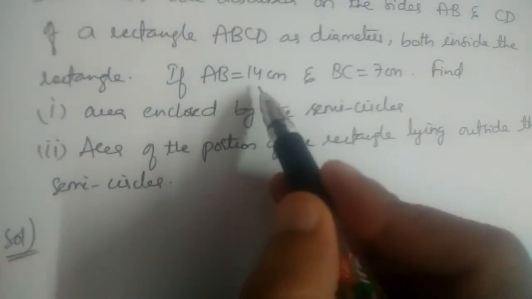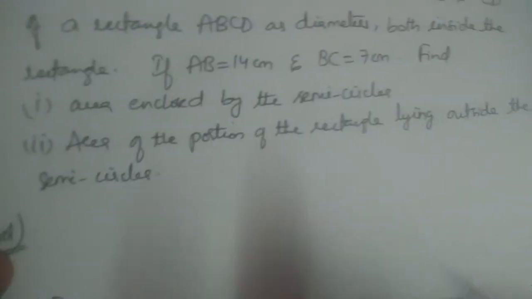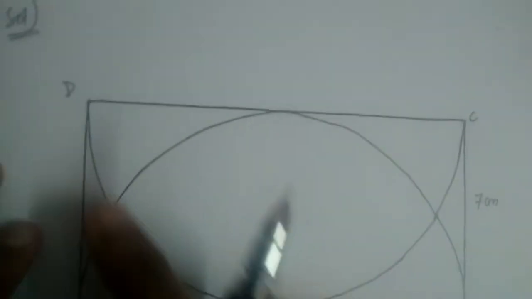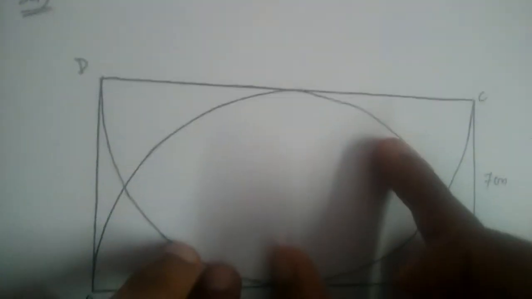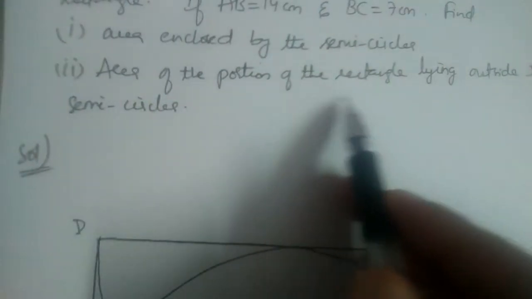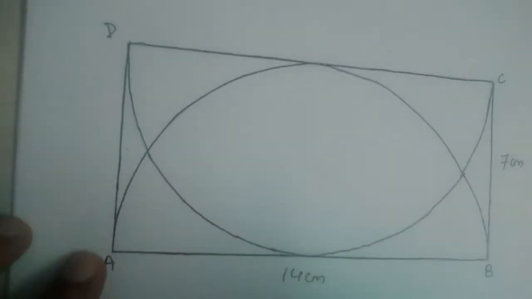If AB is 14 and BC is 7. AB is 14 and this BC is 7. Find the area enclosed by the semicircles. We need to find the area enclosed by these two semicircles, and in the second bit we should find the area of the portion of the rectangle lying outside the semicircles. This part and this part we should find in the second bit.